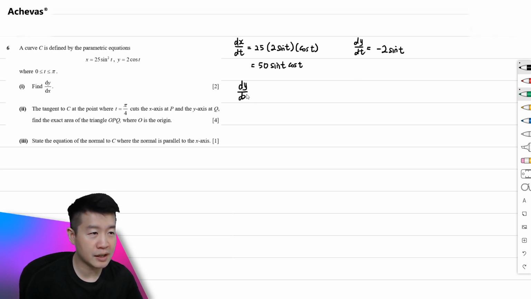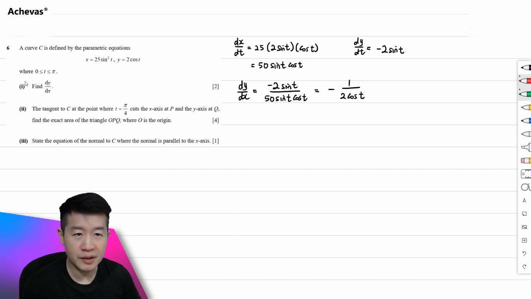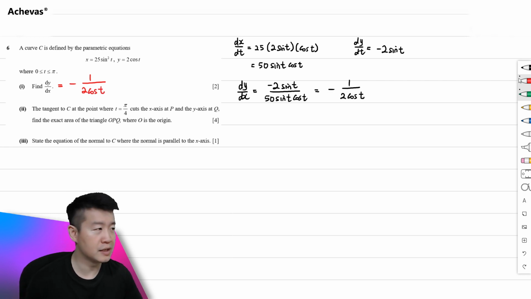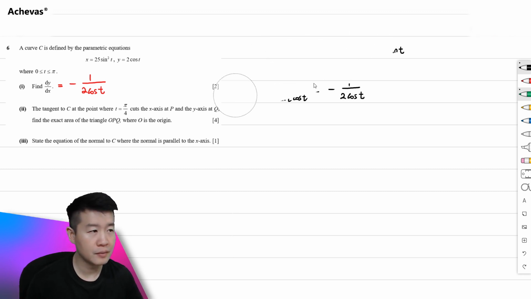So dy dx is going to be dy dt divided by dx dt. So it's minus 2 sine t divided by 50 sine t cosine t. This is going to be minus 1 over 2 cosine t. Let me write it down here. We will definitely be making use of it again. So minus 1 over 2 cosine t. Okay, part 1, 2 marks. Next, part 2.